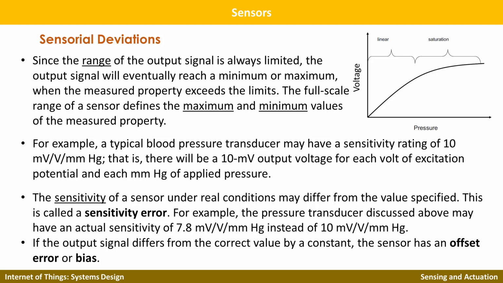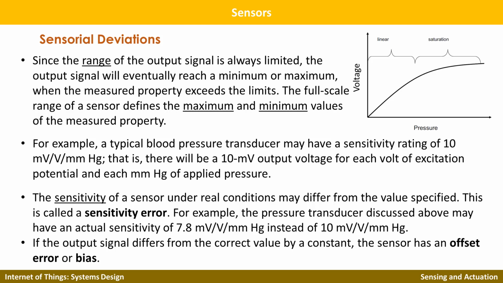The sensitivity of a sensor under real conditions may differ from this particular value specified. So we say that 10 millivolts is the amount of the sensitivity. But if it is different, that is what we call sensitivity error. So let's say the pressure transducer discussed above will actually have a sensitivity of 7.8 instead of 10.